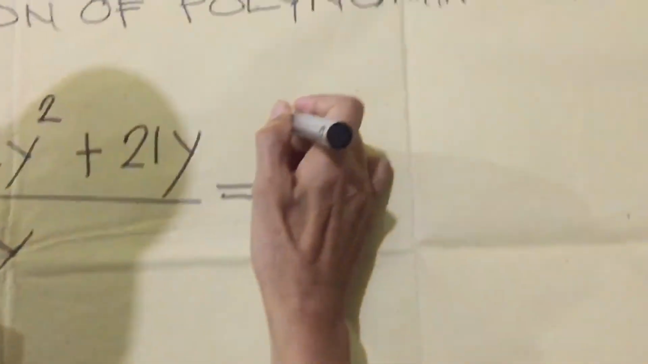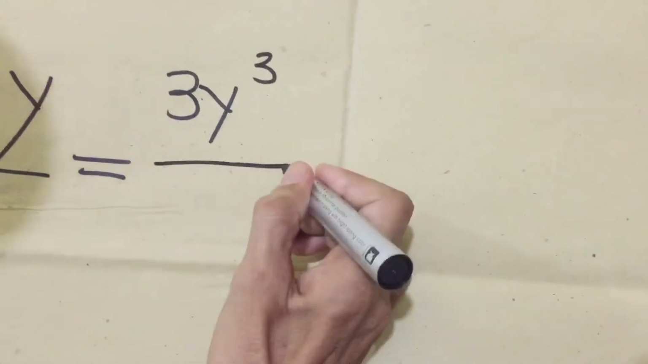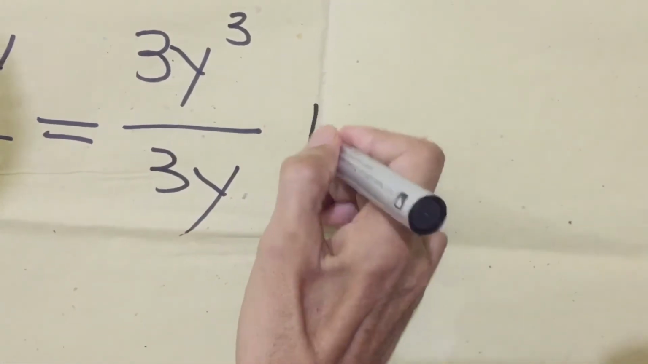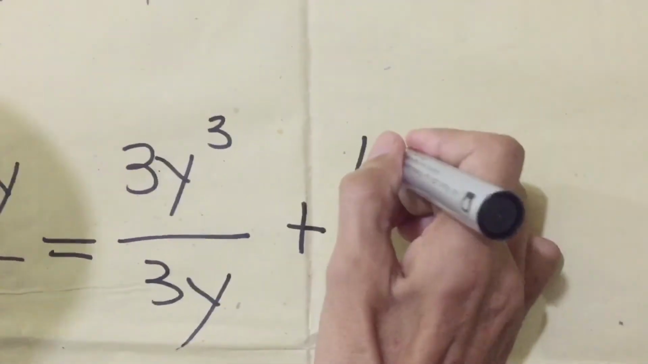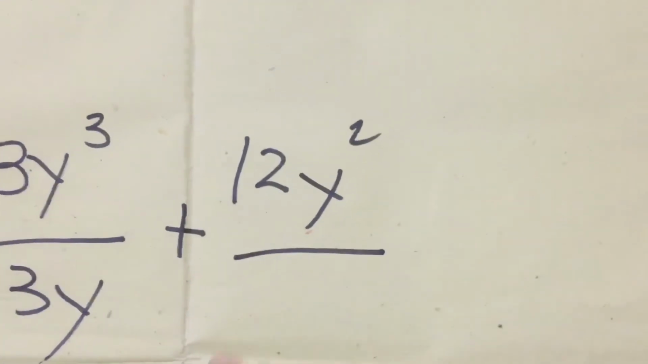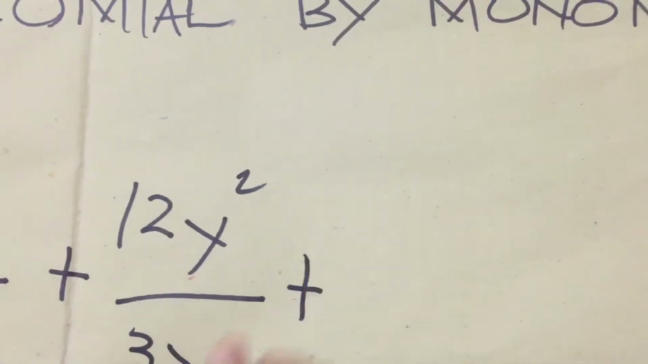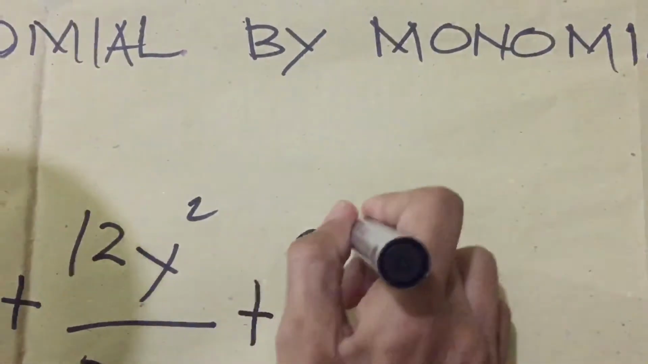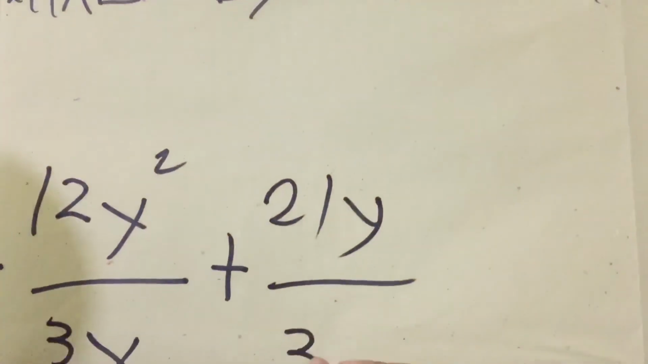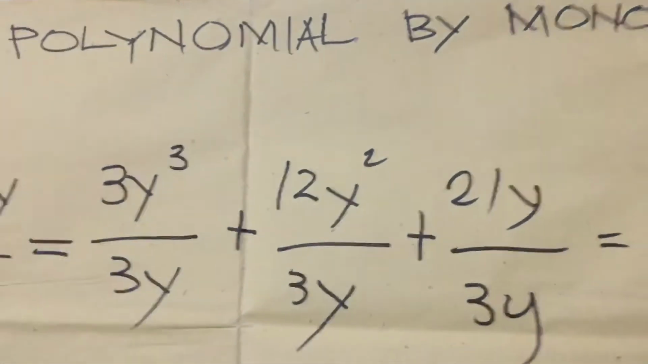So we have 3y raised to third power, then divided by 3y, then plus 12y squared, then divided by 3y, then plus 21y divided by 3y. Then our next step is to divide na.